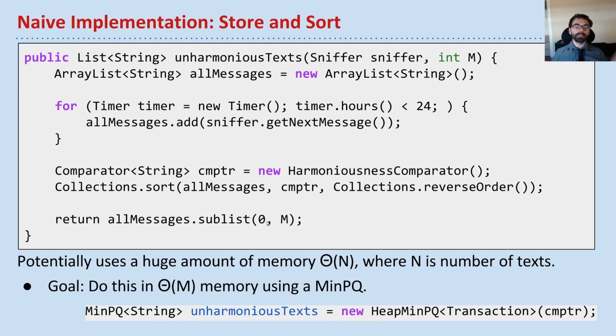So this approach will work fine, but the problem is that it will use quite a lot of memory. It will be theta n, where n is the number of texts, and if a lot of messages get sent in a given day, that's potentially quite a lot, right? So if n is big and we're using theta n memory, we're using a lot of memory. So now your goal is to try and do this in theta m memory using a priority queue. And how that's going to work is you will create a priority queue of unharmonious text, let's say, and we'll set it up like this. So this is just going to be some specific implementation we'll talk about later.